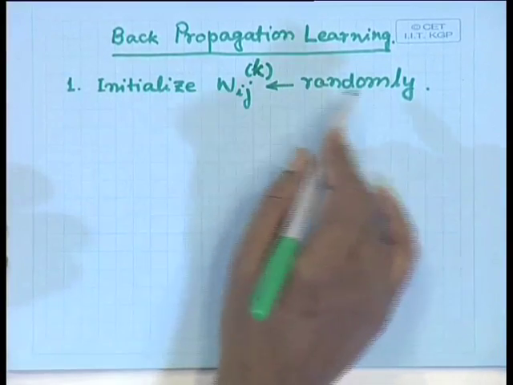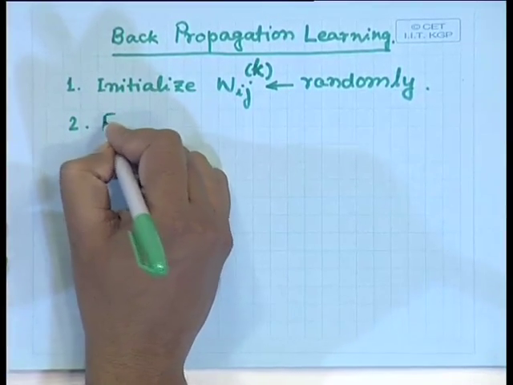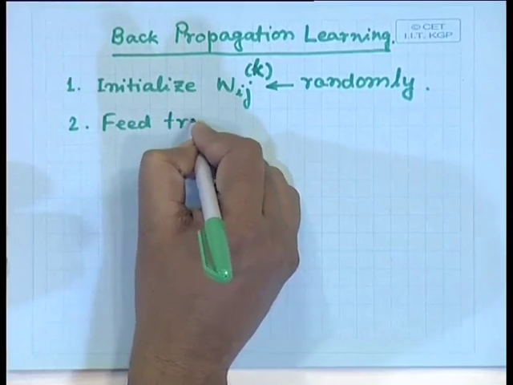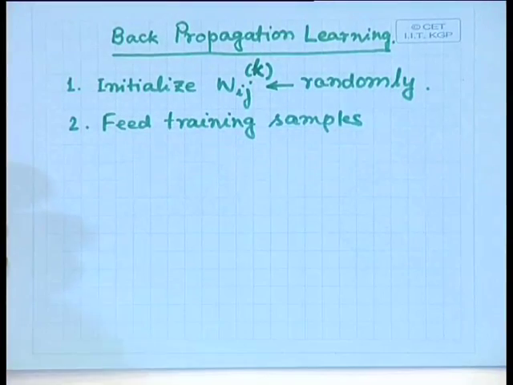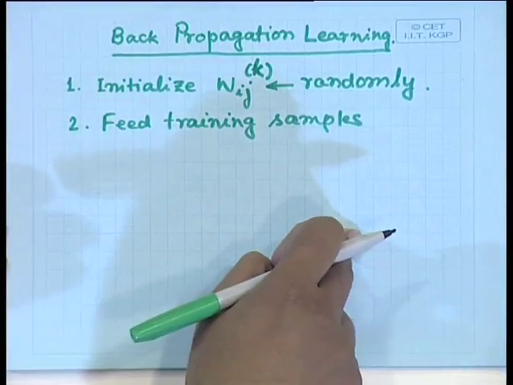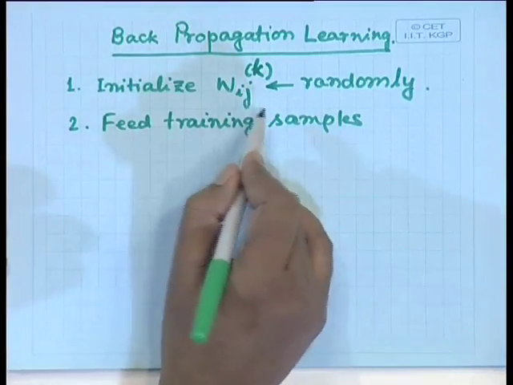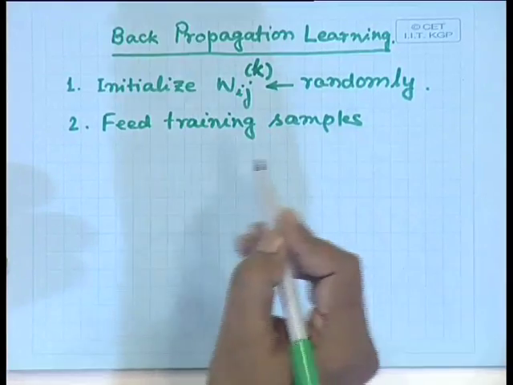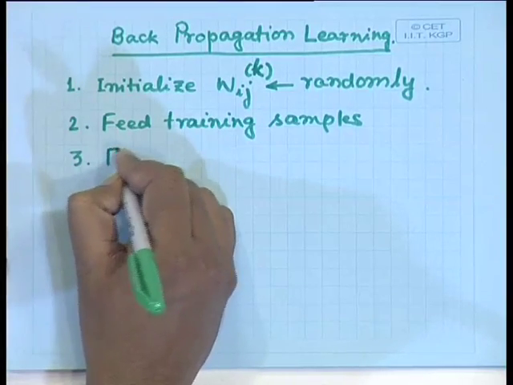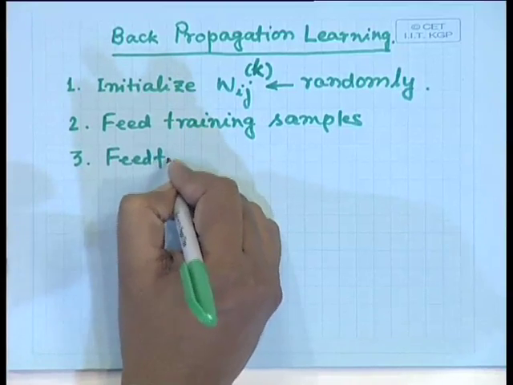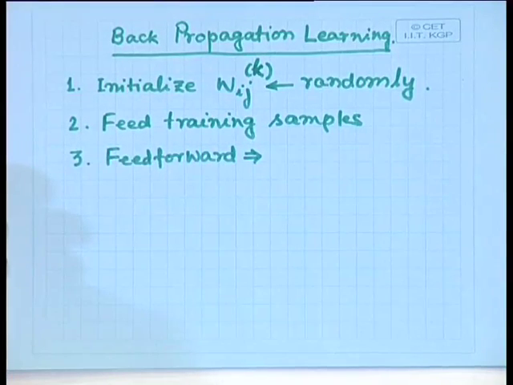Okay. So, after you initialize the weight vectors, the next step will be that I have to feed training vectors or training samples to the input layer. Okay. So, once I feed the training samples, then using these training samples and the random weights that have been initialized, I have to compute the outputs from all the nodes in all different layers. So, the next step will be the feed forward pass, and in the feed forward pass I have to compute the outputs of every neuron in every layer.